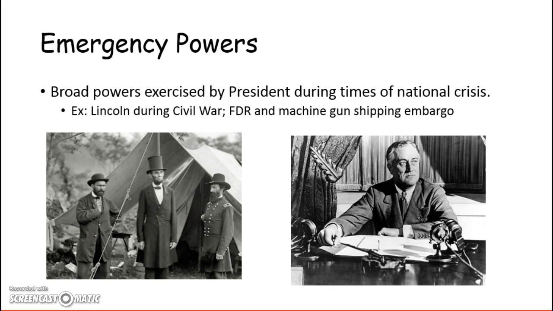FDR used emergency powers in 1936 when a corporation in the United States was charged with conspiring to sell 15 machine guns to Bolivia. Now, I don't know any details about that, except that it was in violation of a joint resolution from Congress. So, without congressional approval, Franklin Roosevelt ordered an embargo on the machine gun shipment. An embargo means a government order that limits trade.